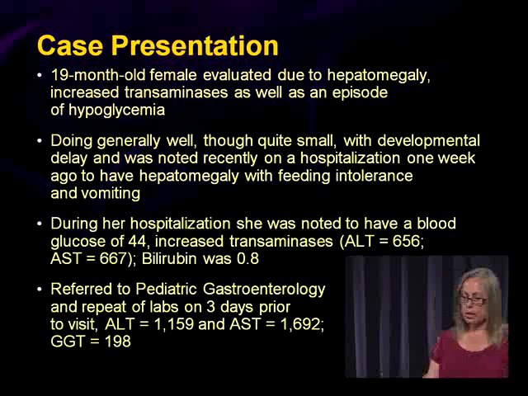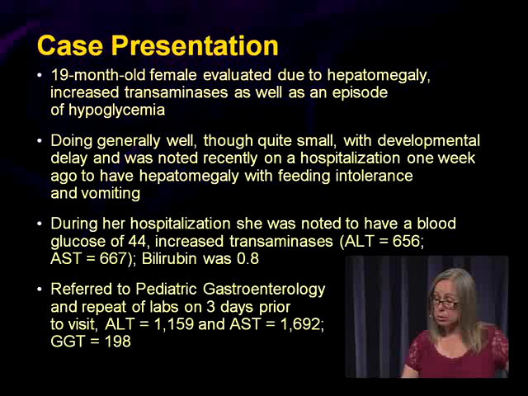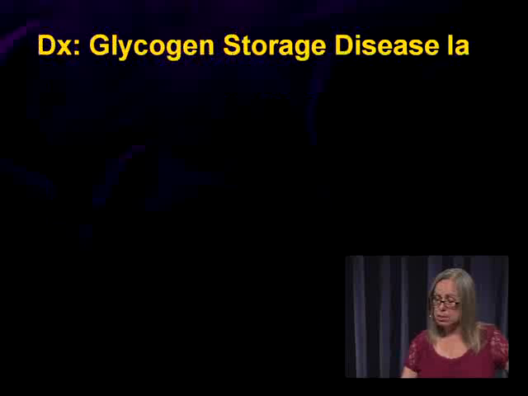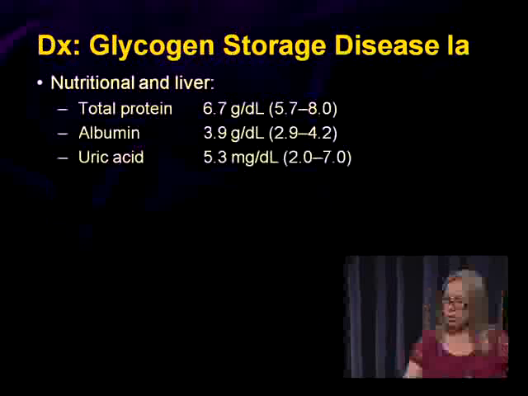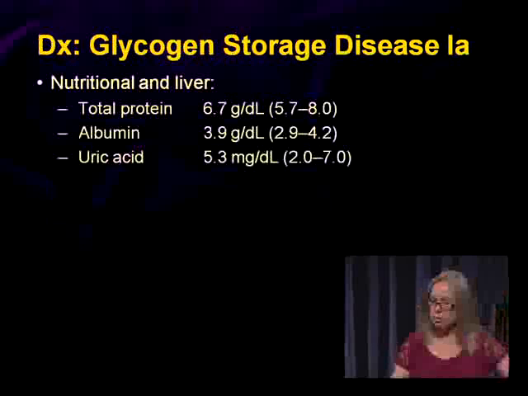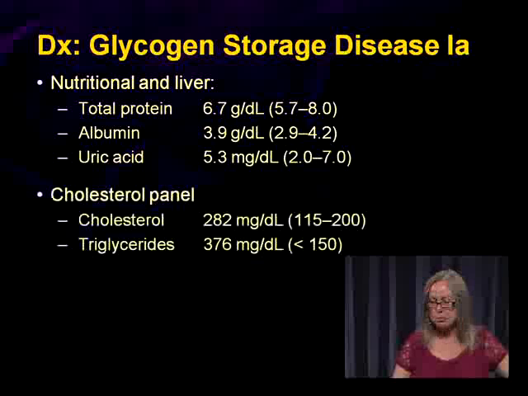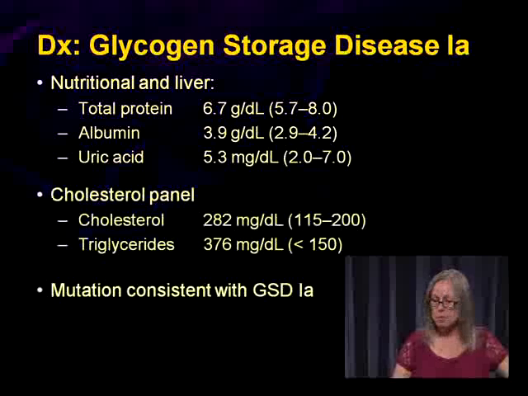Repeat labs 3 days later show increasing transaminases, with ALT and AST that have now doubled. And this is classic for GSD type 1A. Total protein was on the lower end, albumin mid, and uric acid, although in this case normal, can be severely elevated. Her cholesterol is elevated and her triglycerides are elevated, which is classic for GSD type 1A. And she had a mutation analysis consistent with GSD type 1A.